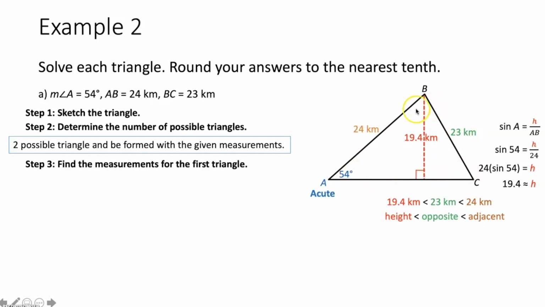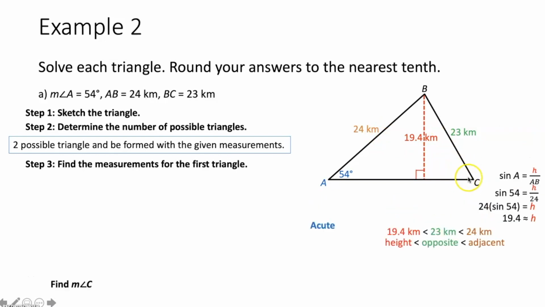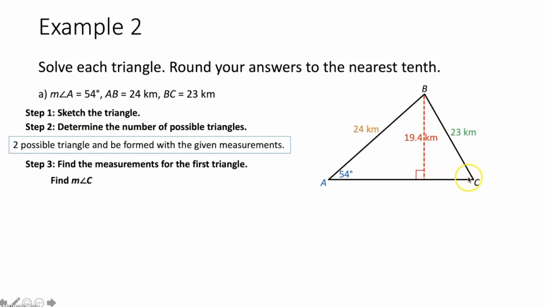So which measurement do we want to find first? Well, we can choose from the measure of angle B, the measure of angle C, and the measure of segment AC. Well, since I am given the measure of angle A and the length of the side opposite, and I'm given the length of the side opposite angle C, what I could do is solve for the measure of angle C using the law of sines. And remember, the law of sines is just the sine of an angle over the side opposite is equal to the sine of another angle over the side opposite that angle.